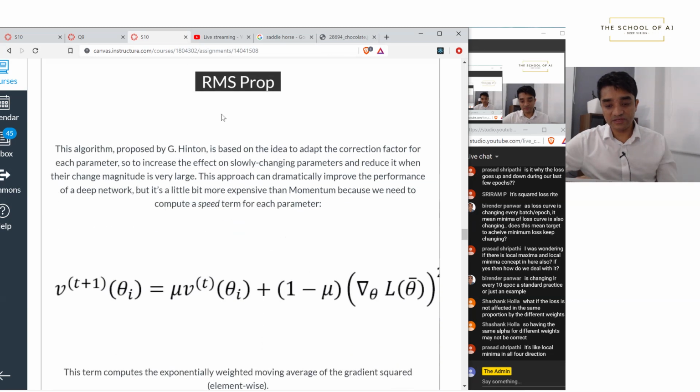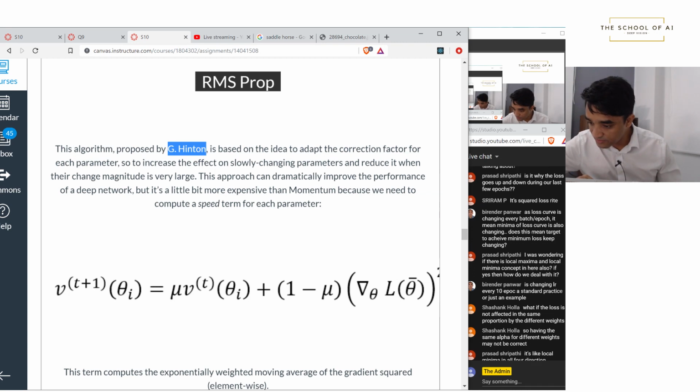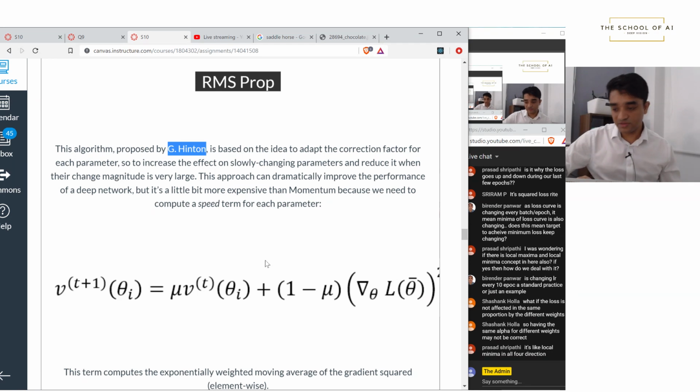This algorithm was proposed by Jeffrey Hinton. He is like Superman in machine learning. So if you are a student, you are going to use RMS prop for everything. It is based on the idea to adopt the correction factor for each parameter, right? Who was that? Shashank was also asking, I believe. Yeah, Shashank was also asking. So Shashank, you are as good as Jeffrey Hinton.